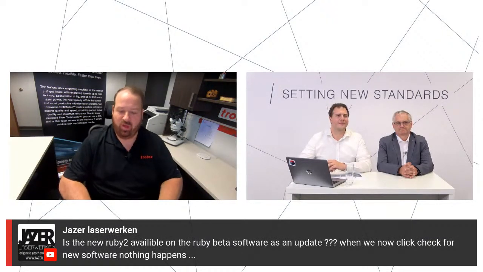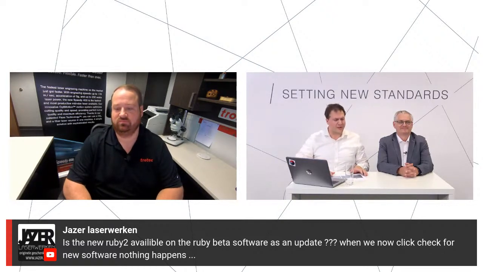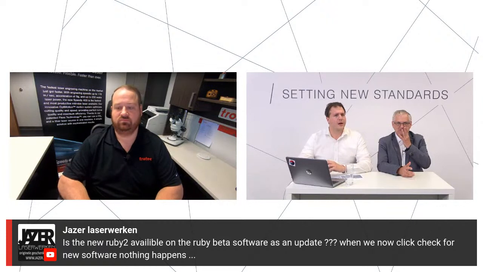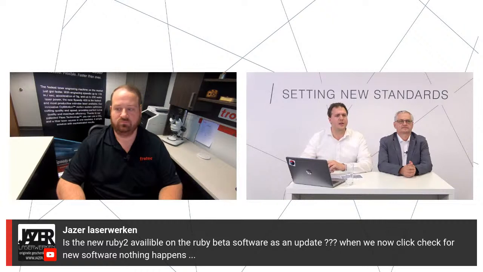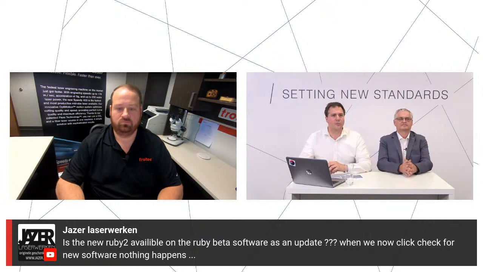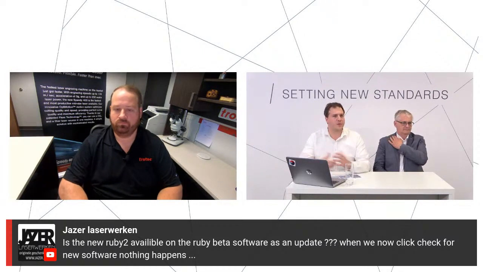Is the new Ruby 2 available on the Ruby beta software as an update? When we now click and check for new software, nothing happens. Alex, probably a good question for you. Yeah, well, it could actually be due to some Windows restrictions that this automatic notification has not always been showing up. That's also why we actually improved some things in the major version now. But we have seen the QR code before, the link to directly download Ruby from the webpage. So just go there, download it from there, and just install it, and it will then be updated to Ruby 2. Perfect.